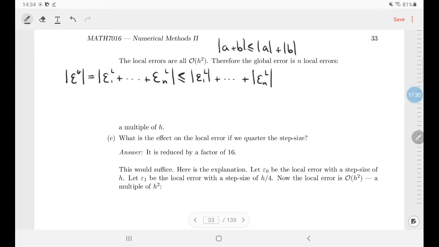Okay. We also know that all the local errors are less than a multiple of h squared. Now we can take these constants to be different. So k1 times h squared bounds the first local error, plus dot, dot, dot, plus kn times h squared. Now these constants k are all positive, so we want to take a worst case scenario. We're going to take the maximum of them. So let k star be the maximum.